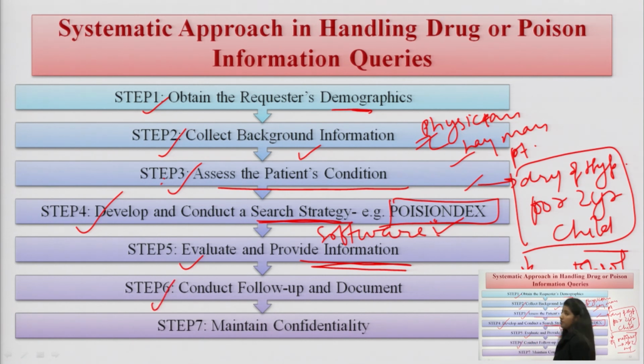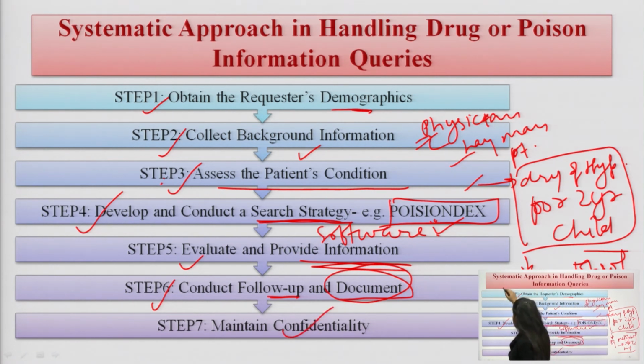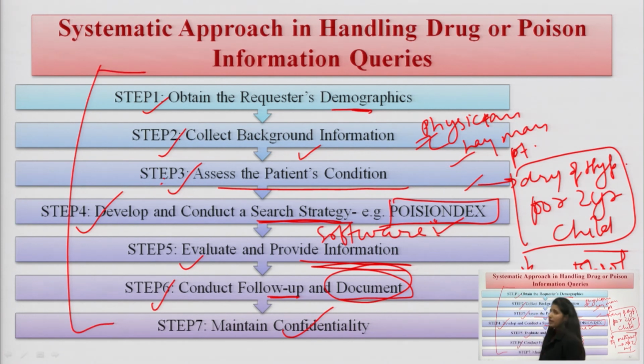So like this, conduct step number 6. After giving the information, it is very important to do follow-up. Follow-up means how the drug is affecting the patient, whether there are any side effects or adverse effects, and documenting. Then of course, in the whole of these steps, whatever information the drug information center has given or any query they have received, they will not disclose it to the public. So point number 7, it is very important to maintain confidentiality.